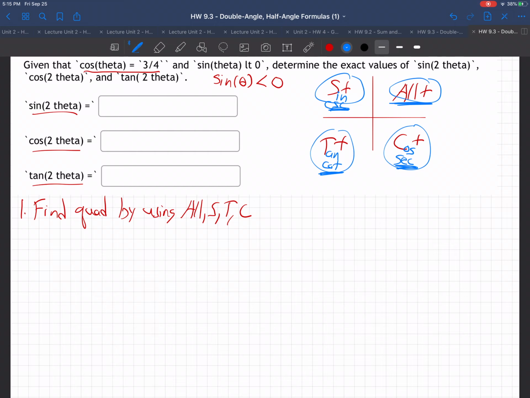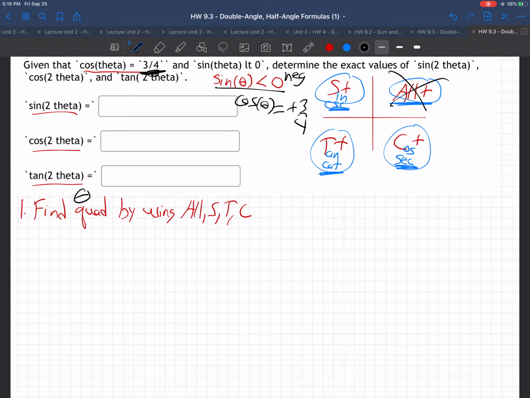Okay, so what? Well, we got to find which of these 4 quadrants we're in. Well, here's how we do it. They're telling us that the cosine of theta, find theta's quadrant. The cosine of theta is positive 3/4, right here. So cosine's positive. And sine of theta is less than 0. What does less than 0 mean? Negative, right? Things less than 0 are negative. So where is sine negative?